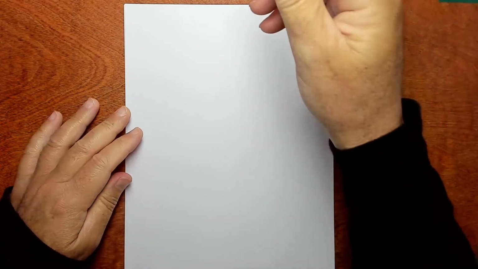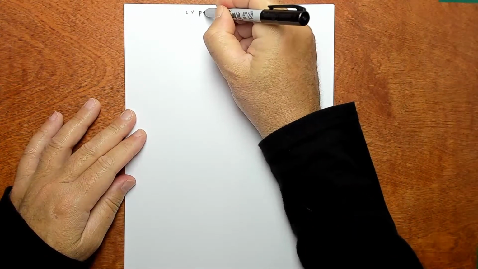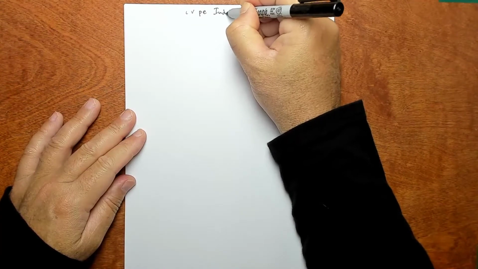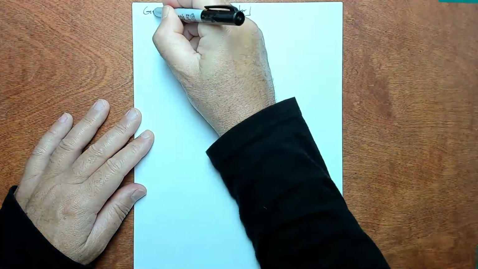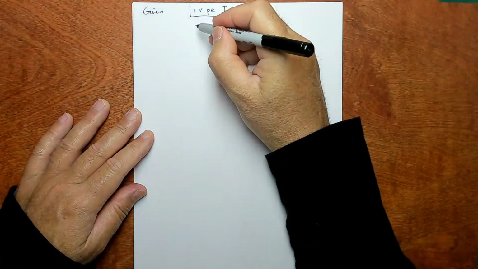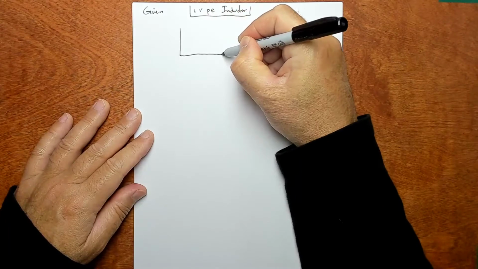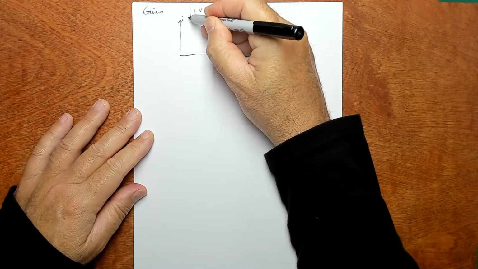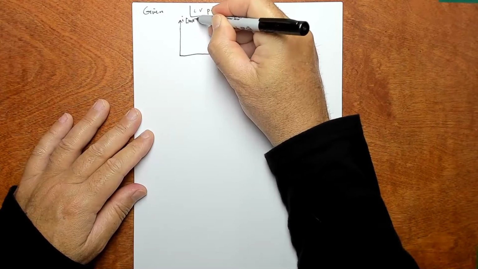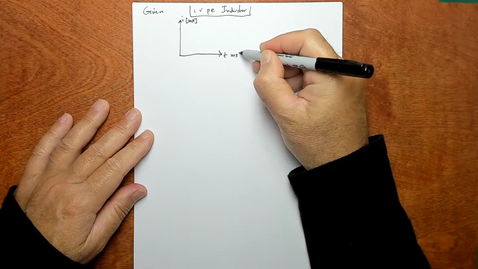Welcome back. Let's do current, voltage, power, and energy in an inductor. So we're given basically this waveform right here, where you have a current in milliamps changing over time in milliseconds.